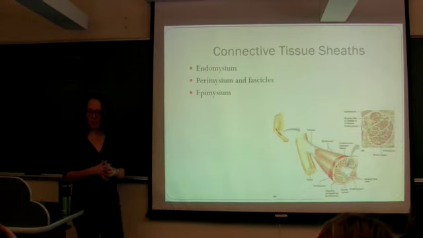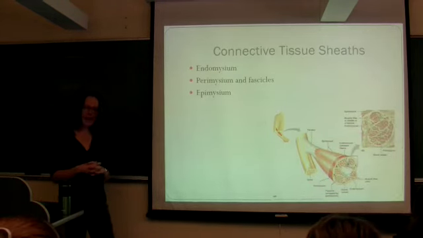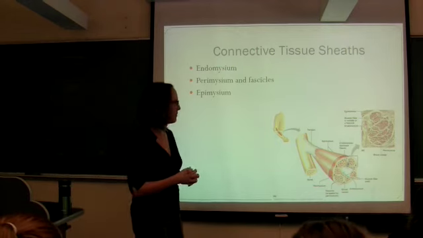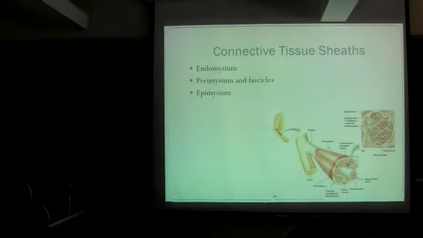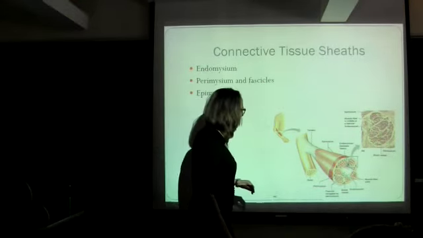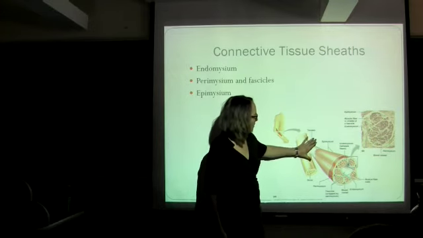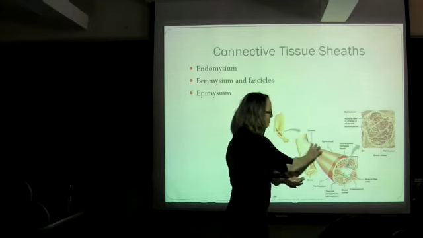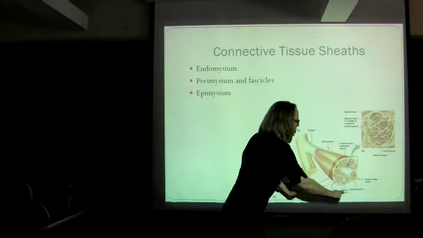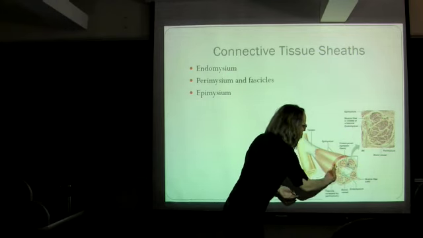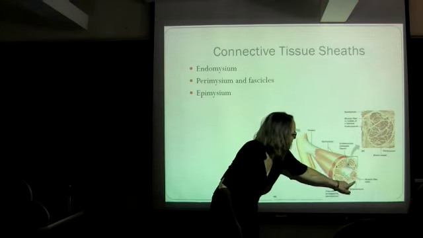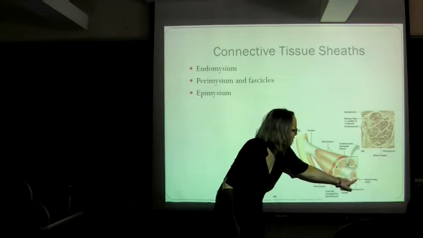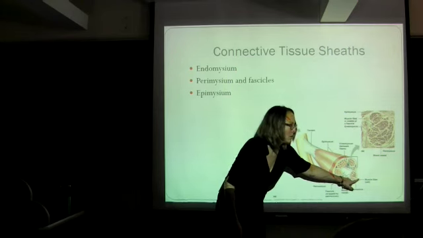Connective tissue sheets. If you look at this, maybe if I turn off the light, it'll be a little bit easier to see. We have this epimysium around the whole muscle, so this is one muscle. The epimysium is around the whole thing. The perimysium is these little subdivisions. And then the endomysium is around one muscle fiber, or cell.